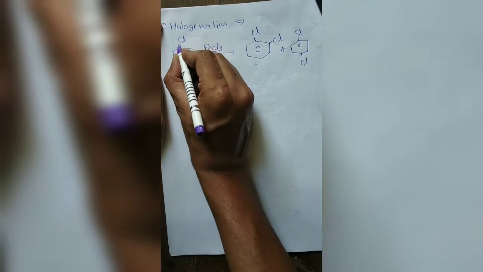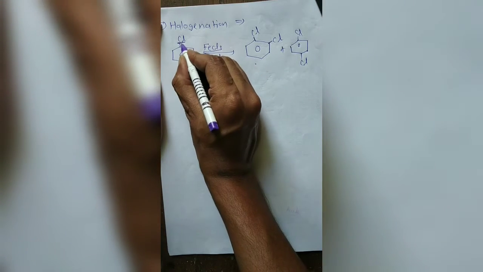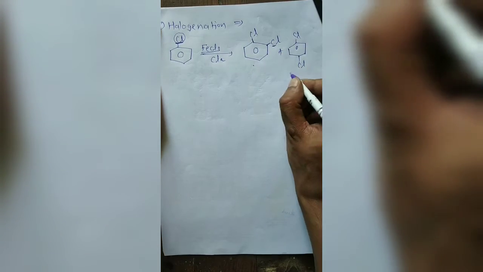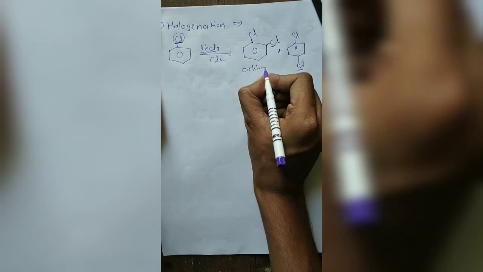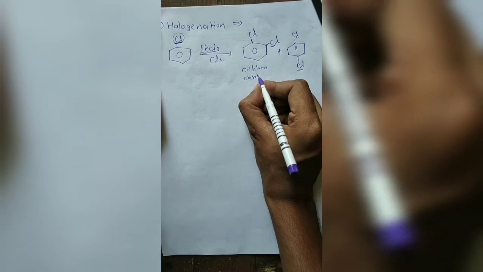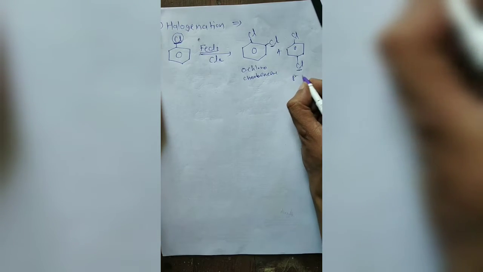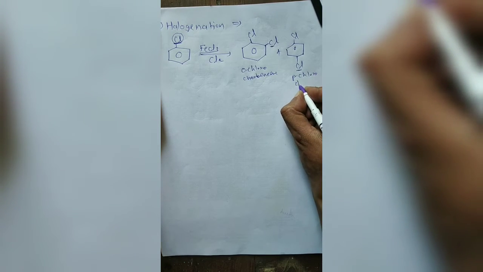Now, why is it giving two products here? Because this Cl group is an ortho-para directing group. So the newly entering group, that means Cl, will enter on the ortho position as well as the para position. So it is ortho dichlorobenzene and para dichlorobenzene. These two products we will get.